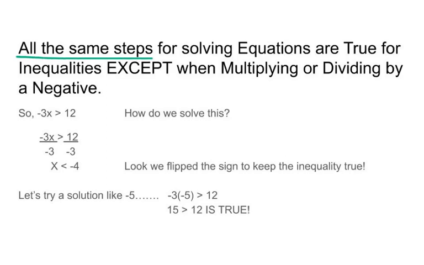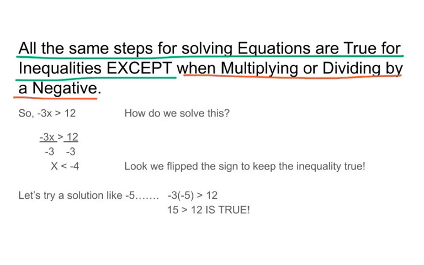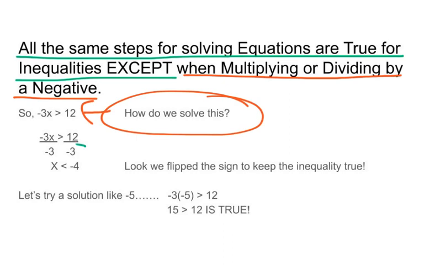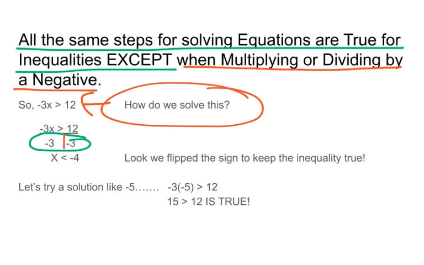All the steps for solving equations are true for inequalities except when multiplying or dividing by a negative. So how do we solve this? -3x is greater than 12. Well, we divide both sides by -3. But since we divided by a negative, we have to flip from greater than to less than. So x has to be less than -4 to make this inequality true.